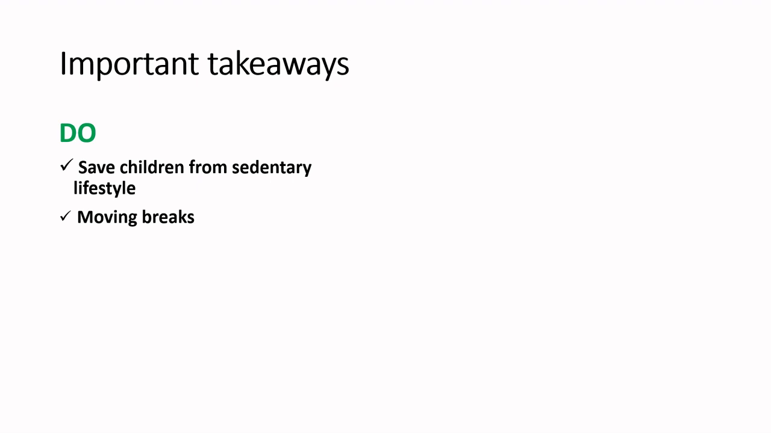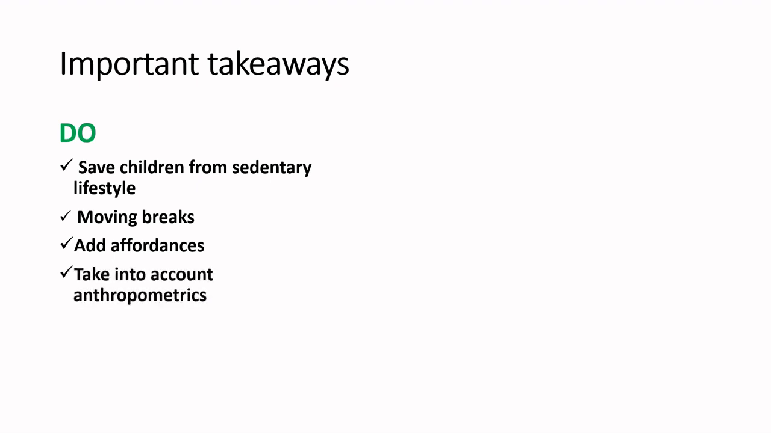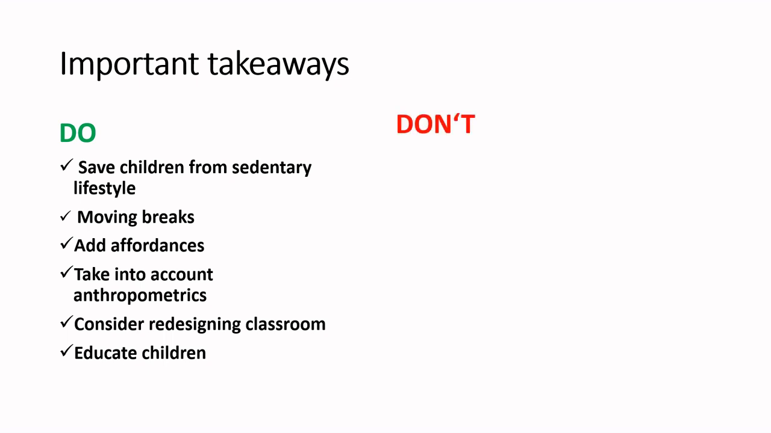The main takeaways are the following. Save children from developing symptoms of prolonged sitting. Often include moving breaks in traditional classrooms. Add many affordances to the pupil's environment inside and outside school. Build affordances in accordance to fit all sizes of children. Consider redesigning classroom to reduce sitting time. And educate children on the importance of physical exercise and the negative effects of sitting.